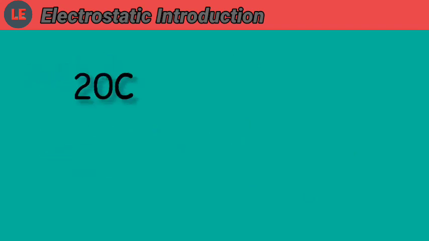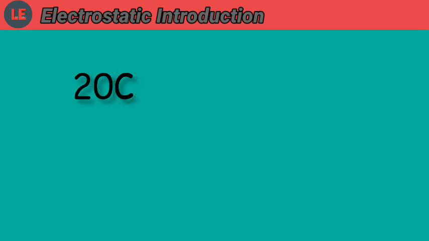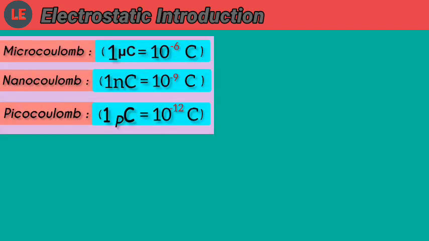Now let us move to units of charge. We have been writing this letter C on the charges, and now we are proudly saying that C is the SI unit for charge, which is named the coulomb. There are 3 other types of charges smaller than 1 coulomb which calculations usually refer to. Those charges are the microcoulomb, nanocoulomb and picocoulomb.